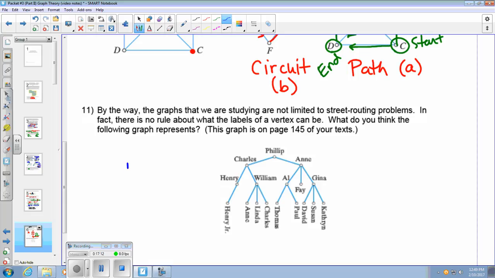If you take a close look at this, you might realize that it looks a lot like a family tree. And in this case, the vertices, your dots, are the people. So this dot or this vertex represents Philip. And these lines indicate relations. And so Philip's children, Charles and Anne.